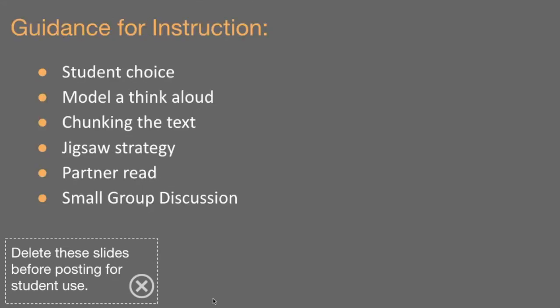Some of the strategies that we'll discuss for our guidance for instruction slide include student choice, modeling a think aloud, chunking the text, a jigsaw strategy, a partner read, and a small group discussion. Now, you don't have to use all of these strategies for this lesson, but this just offers a menu for you to choose from as you are thinking about designing learning activities for your students.